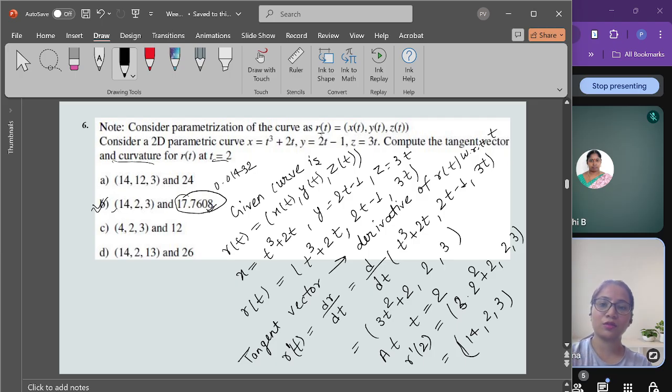So either we can correct it, and you will get the correct answer here. But this is how you can calculate the curvature. So option B is the correct one. Anyone have any doubt?